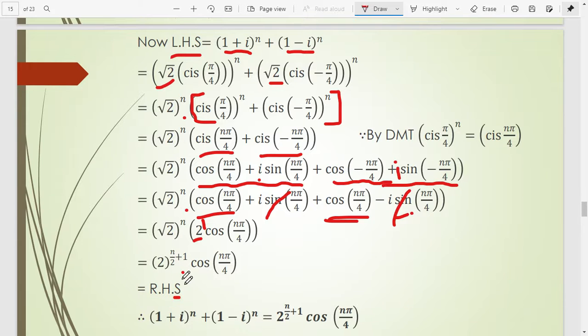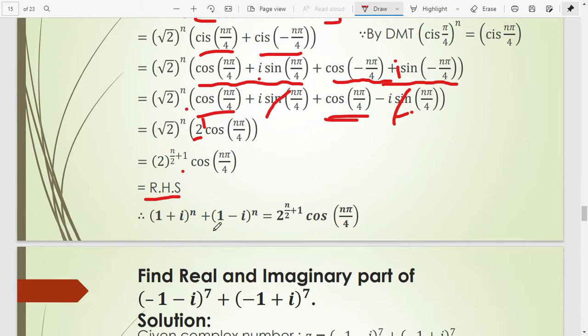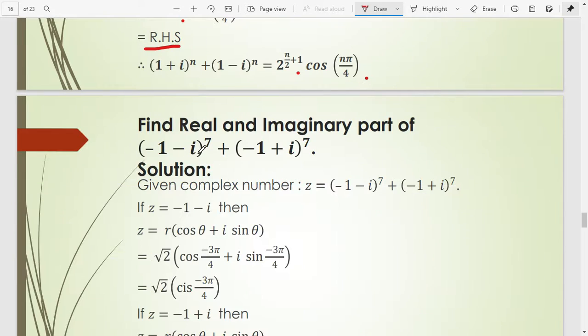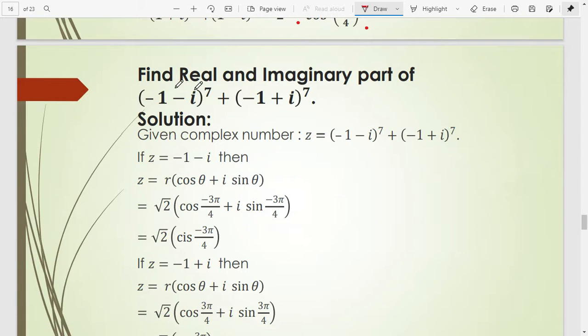So 1 plus I raised to n plus 1 minus I raised to n is equal to 2 raised to n by 2 plus 1 into cos n pi by 4. This completes the proof. Now find the real and imaginary part of this.